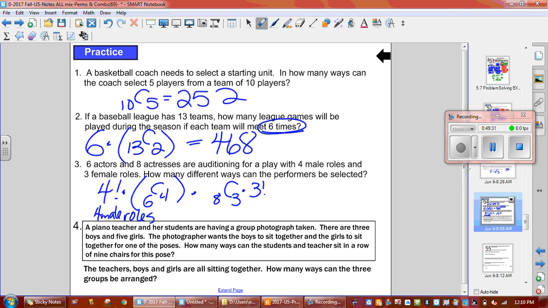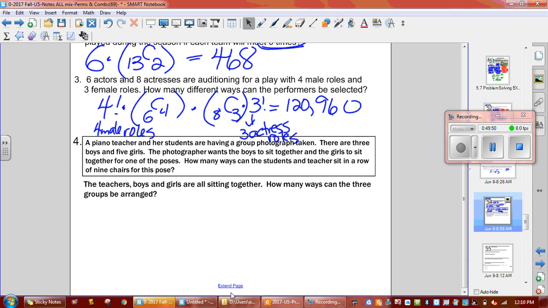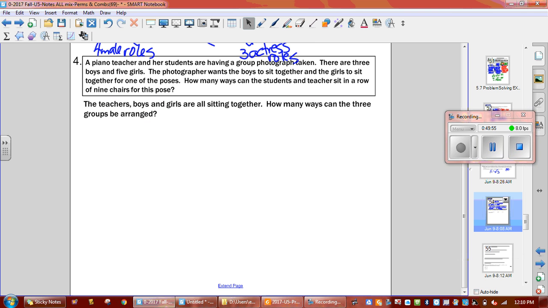The piano. So, the piano teacher has a group photo taken together. 3 boys, 5 girls. Well, the boys group, they can sit 3 factorially. The girls group, they can sit 5 factorially. The teacher, there's only one of them, so that's 1. And then all 3 groups. Well, you have to arrange 3 groups.